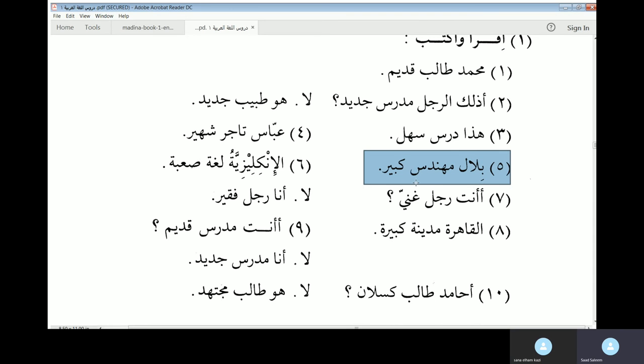Here kabir is used in a different sense. Is it a great engineer? Yes, a great engineer. Okay, Miss Anna.